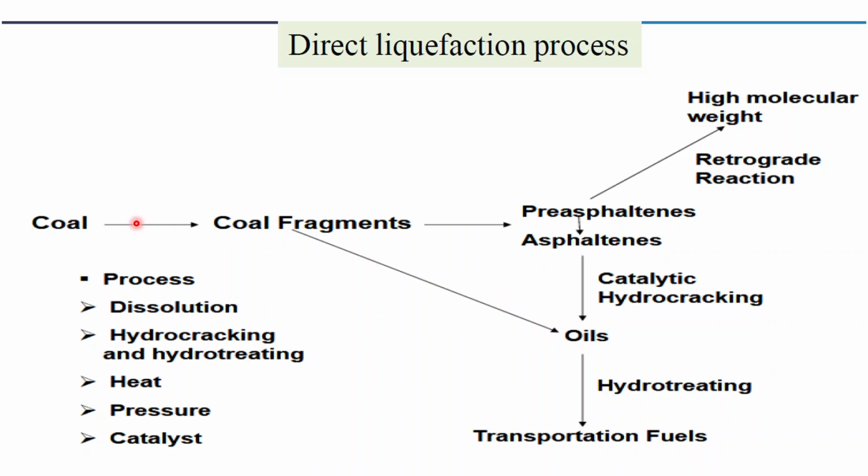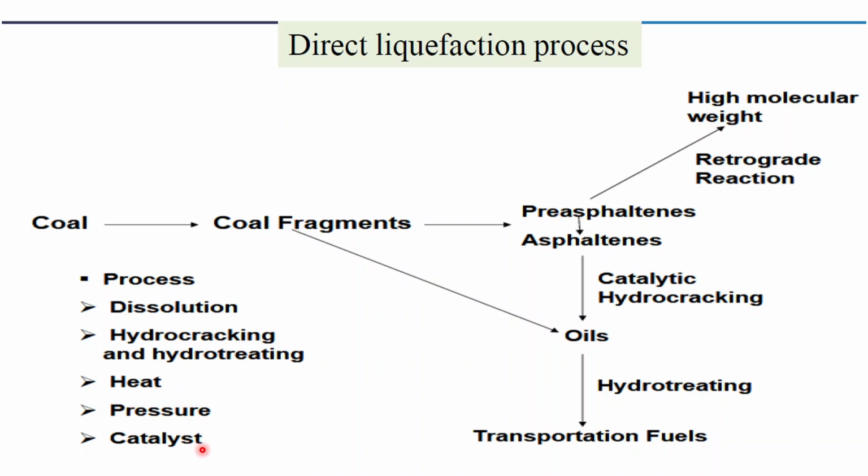So this is the scheme for direct liquefaction. We take coal and do the fragmentation. We have to reduce them in size, so crushing and all is done. Along with that, some solvent is used for dissolution. Basically, we have to prepare a coal slurry, so a large amount of solvent is required. Then hydrogen is introduced for hydrocracking and hydrotreating at high temperature and high pressure.